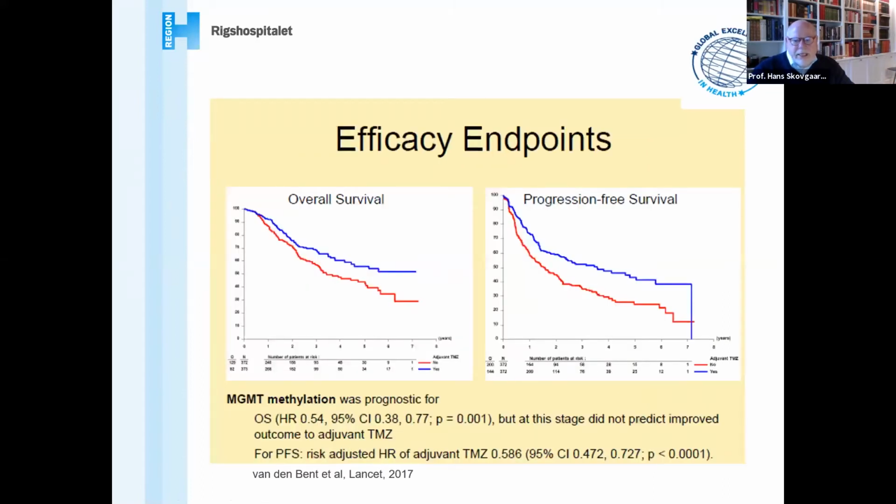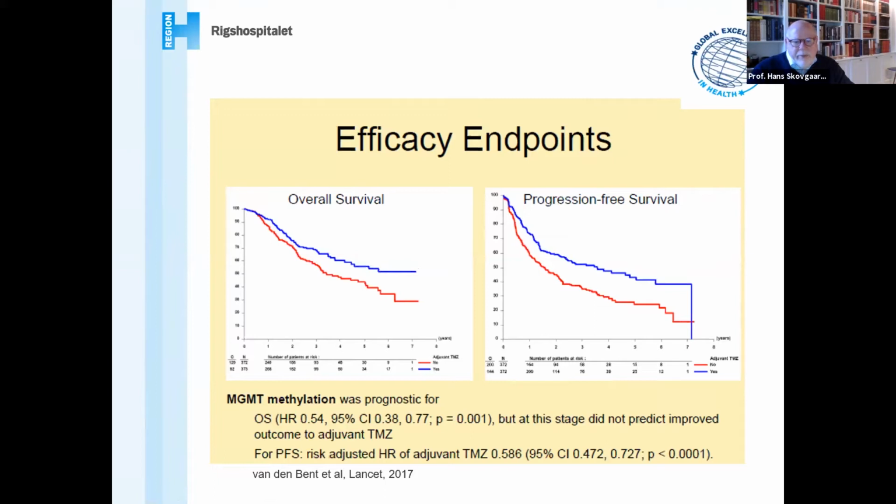And what is seen in this study here, just look at the overall survival. This is percentage, and this is years out here. It's quite clear that the study shows that if you give these patients radiation plus temozolomide, their survival is much better.